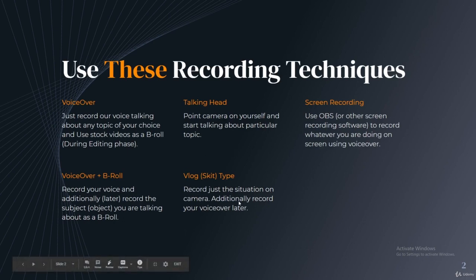Last but not least is the vlog or skit type. Record just a situation on a camera, and additionally record your voiceover later. We've seen a lot of vlogs, a lot of skits, a lot of situational comedy stuff. You can do the same. Just record different situations, and then you can add the voiceover later. Unlike the previous one, if you're recording B-roll of a certain subject, in this case you're recording B-roll of a certain situation.